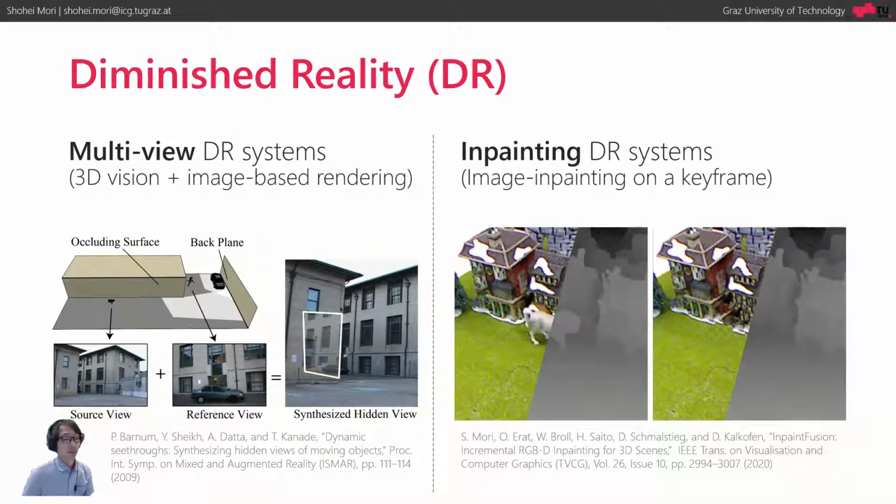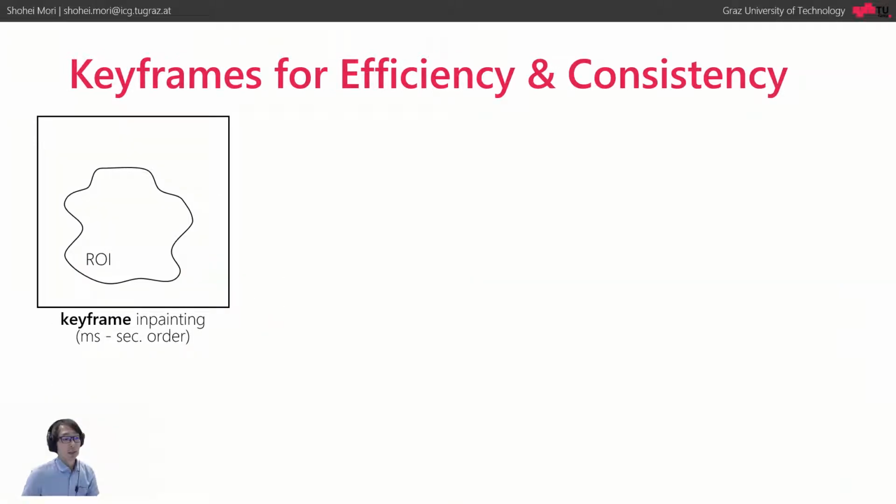Depending on available resources, we can categorize the methods into two types. One uses multi-view images and the other uses an inpainting technique. Our aim is related to the inpainting diminished reality system. Inpainting here refers to a process to collect pixels from the surrounding area of a region of interest to hide the region of interest with plausible pixel clusters, which is also known as exemplar-based image inpainting.